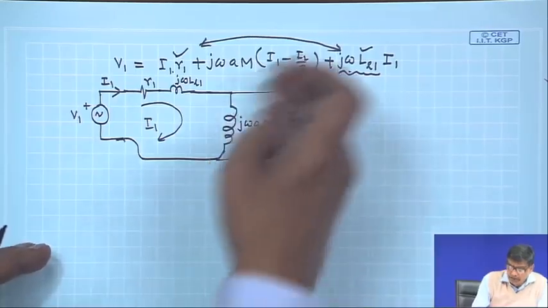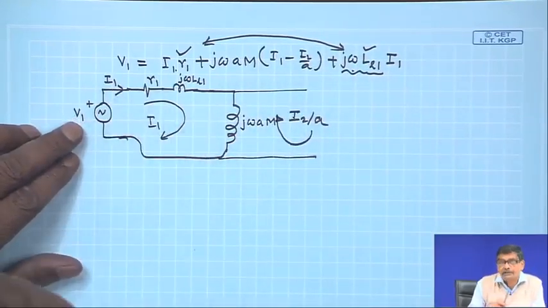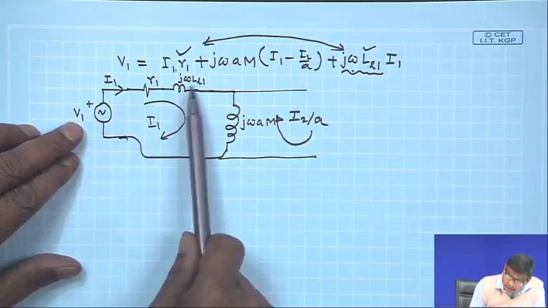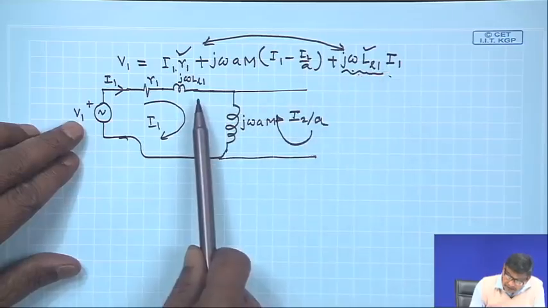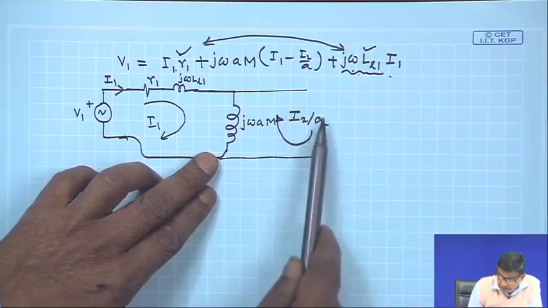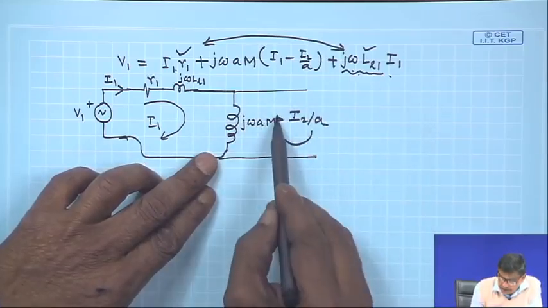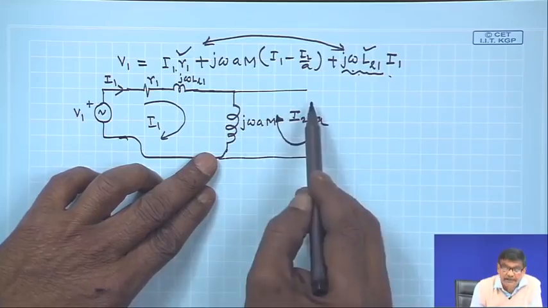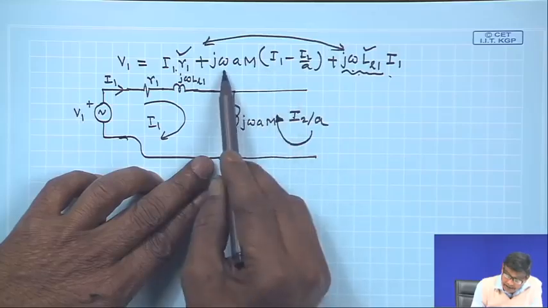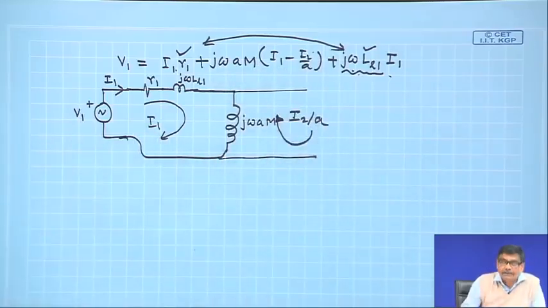Suppose a current source I 2 by A, then of course, everything is fine so far as the primary coil is concerned, because V 1 is equal to I 1 R 1 plus j omega L 1 I 1 plus j omega m I 1. Then by mesh analysis, I know there is another loop here, which is providing this current I 2 by A flowing in the opposite direction. So, that will be minus j omega m into I 2 by A, then it is fine for the primary coil.